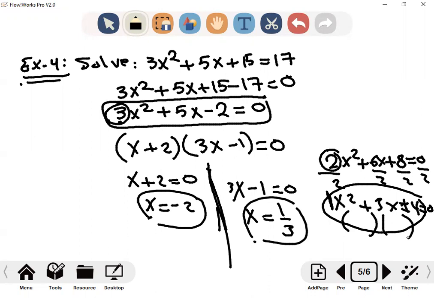So here you can make the two parentheses as we did in the previous example. But here, can I get rid of the 3? The 5 cannot divide by 3. The 2 cannot divide by 3. In this case, you do what we did here.